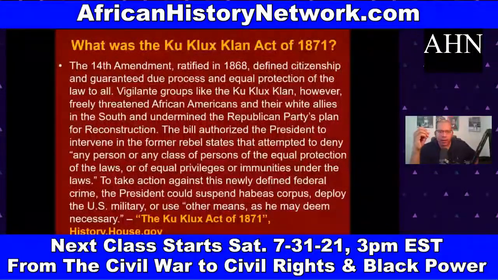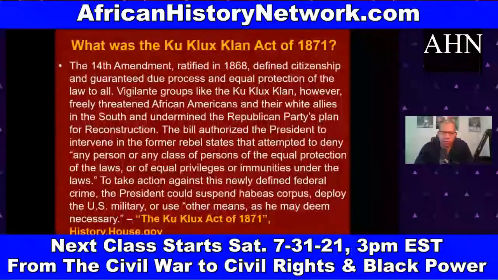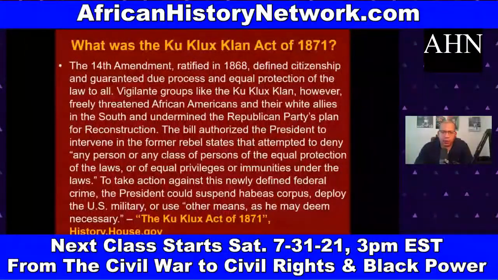However, freely threatened African Americans and their white allies in the South and undermined the Republican Party's plan for Reconstruction. The bill authorized the President of the United States to intervene in the former rebel states that attempted to deny, quote, any person or any class of persons of the equal protection of the laws or of equal privileges or immunities under the laws. To take action against this newly defined federal crime, the president could suspend habeas corpus, deploy the U.S. military, or use, quote, other means as he may deem necessary, end quote. So this is from history.house.gov.